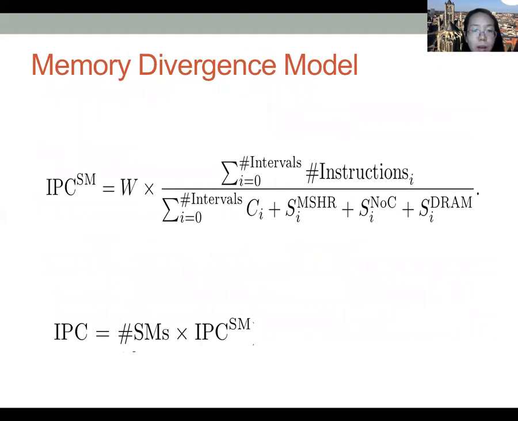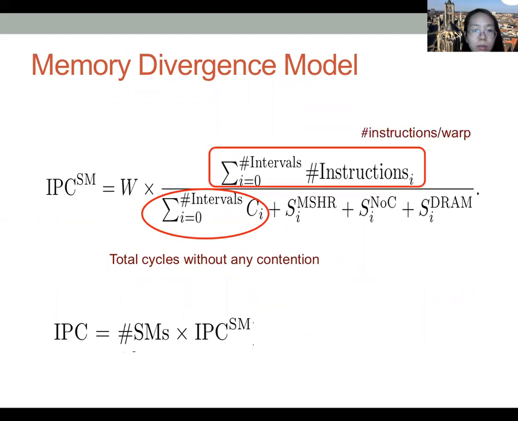Now we explain how the MDM model captures these observations. This equation shows the way to calculate per-SM IPC. Particularly, this part equals the total cycles without any contention, which can be obtained through the GPUMech model. This part equals the number of instructions per warp. W equals the number of warps per SM.